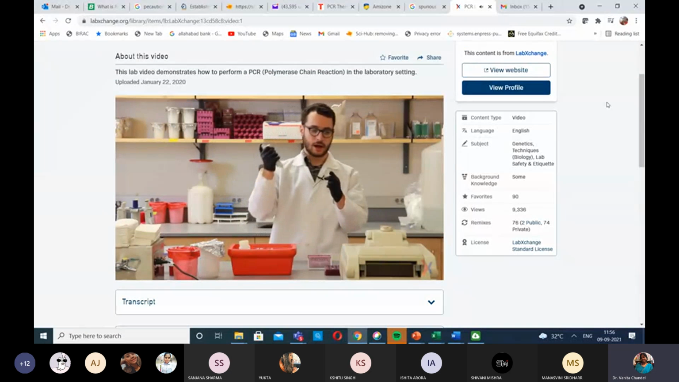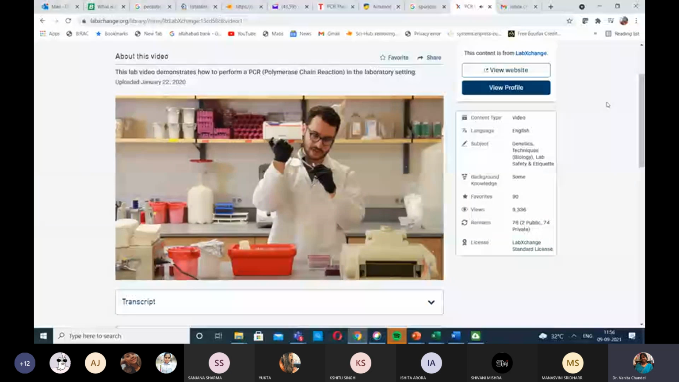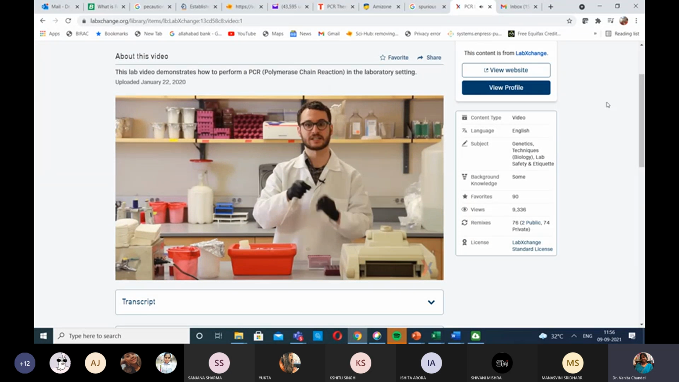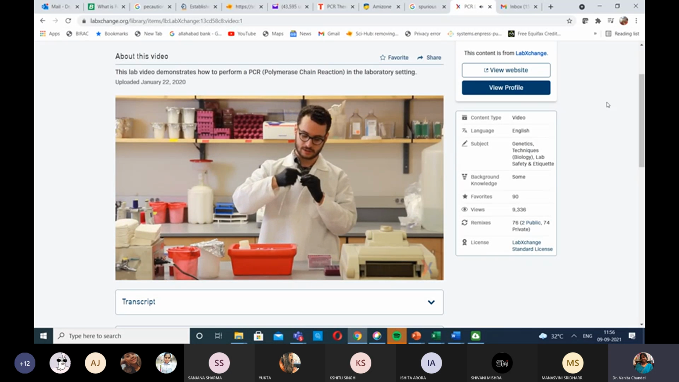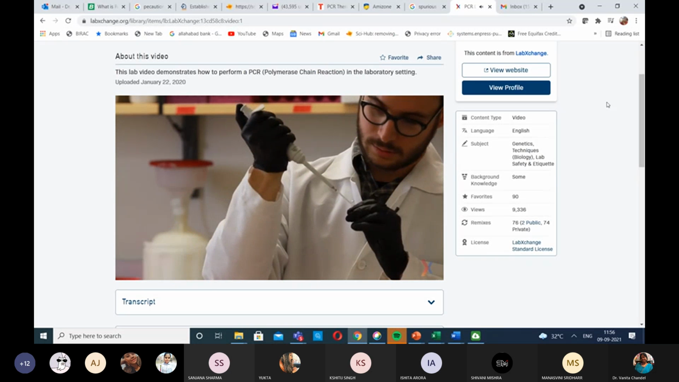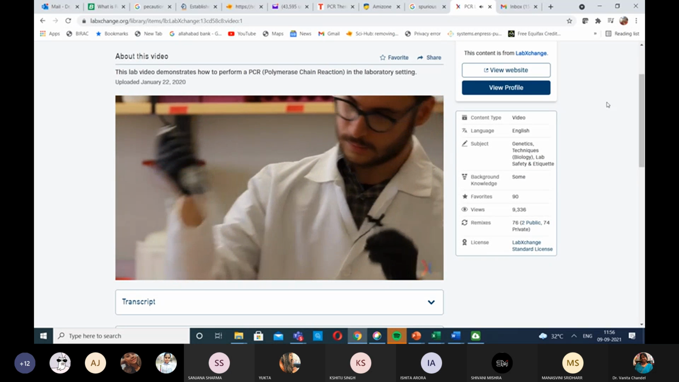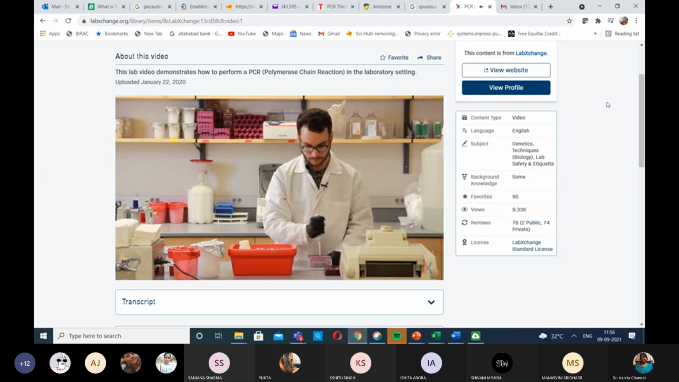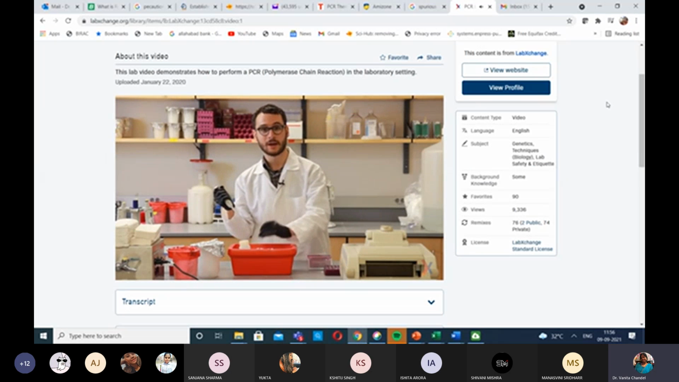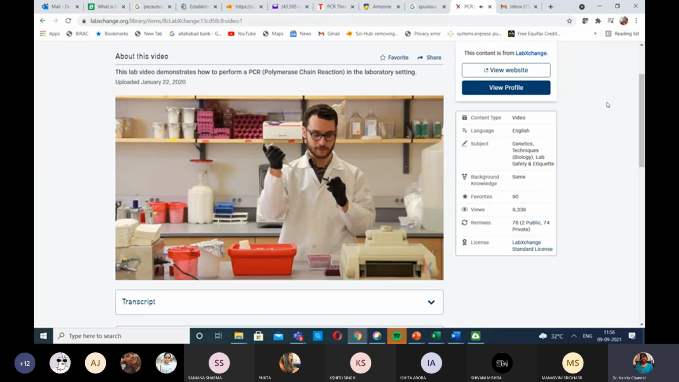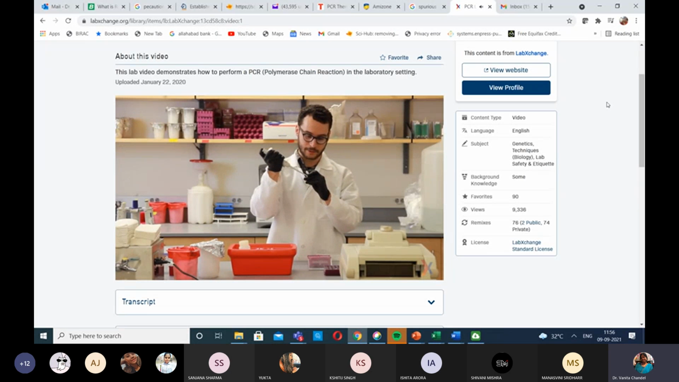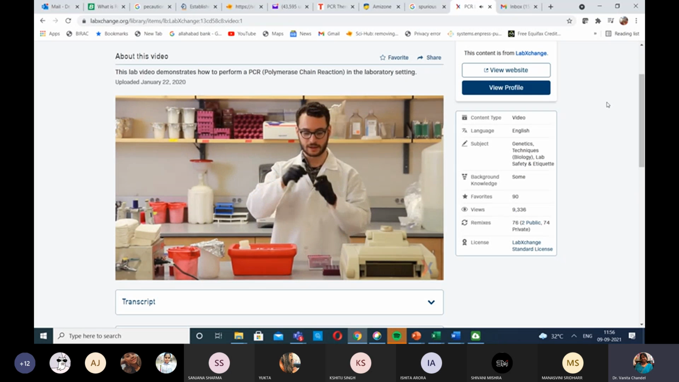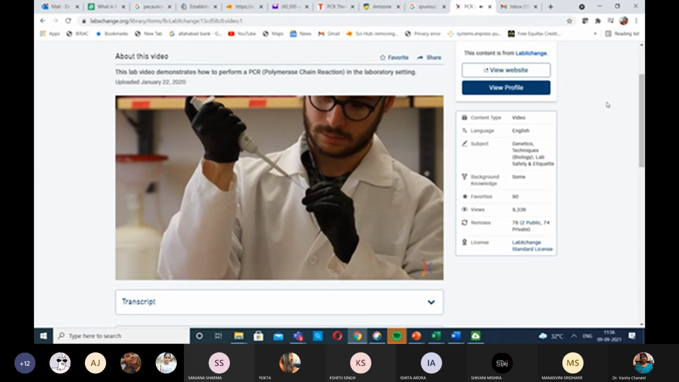Next, I'll be adding the dNTPs. These are the building blocks of DNA, and this is what DNA polymerase is going to be synthesizing together as it creates the new strands. Next, I'll add magnesium chloride. This is important for the reaction. It's an important stabilizer for the DNA backbone and stabilizes its interaction with DNA polymerase.